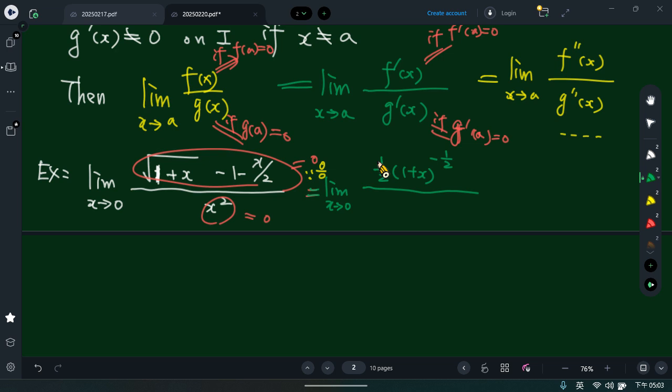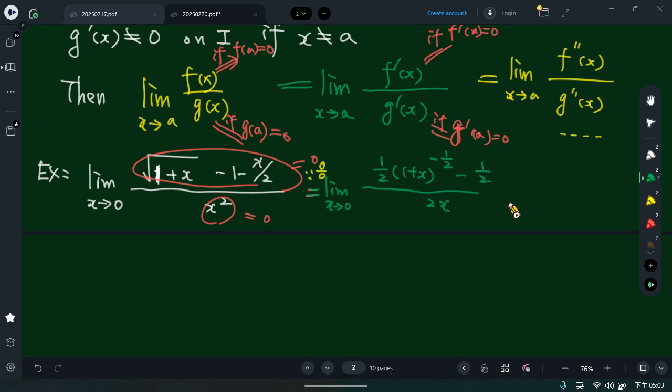Then because this is minus 1, when we differentiate it, it will become 0. Then this is 1/2 x. When we differentiate this part, it will become negative 1/2. Then for the x squared part, when we differentiate it, we can get 2x, right? So then you can try to use 0 to replace x again.